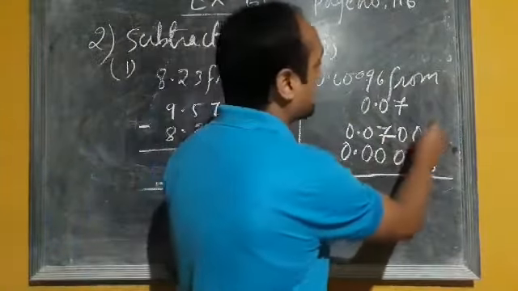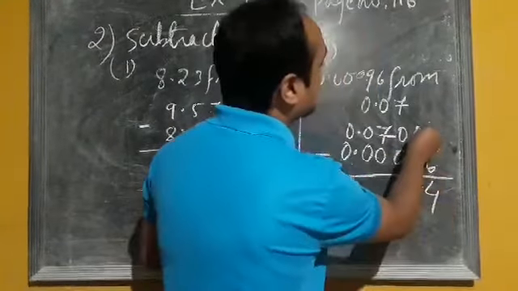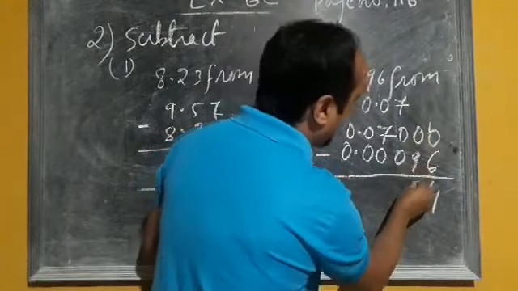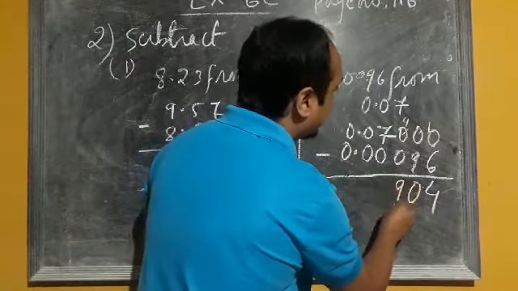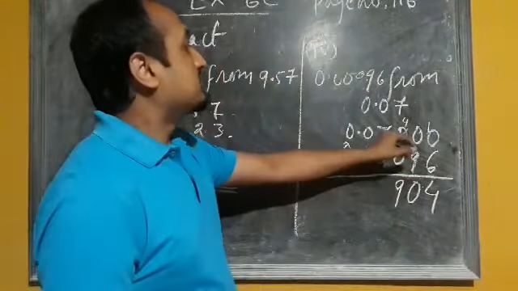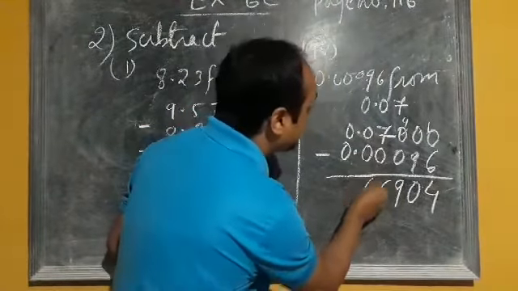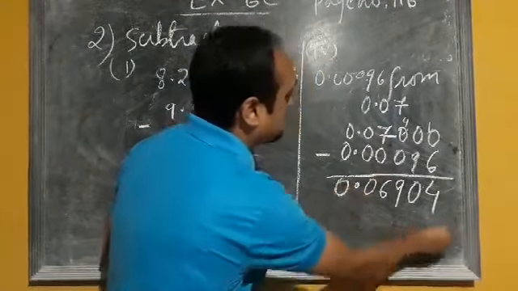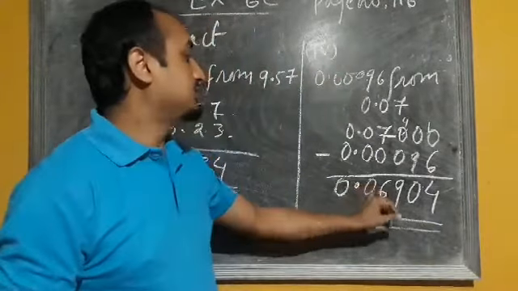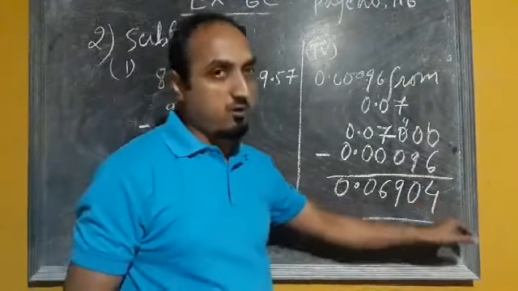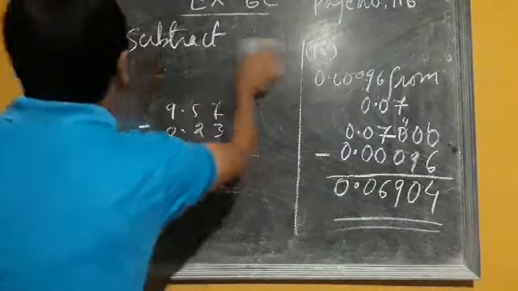So here you have to carry on. Now this one will be 10, 10 minus 6 is 4. Now this one is 9, 9 minus 9 is 0. Then here we have 9, so this 9 will come. Now this one is already taken, so this one is 6. Then 0.0. So this is the answer for question number 4: 0.06904.